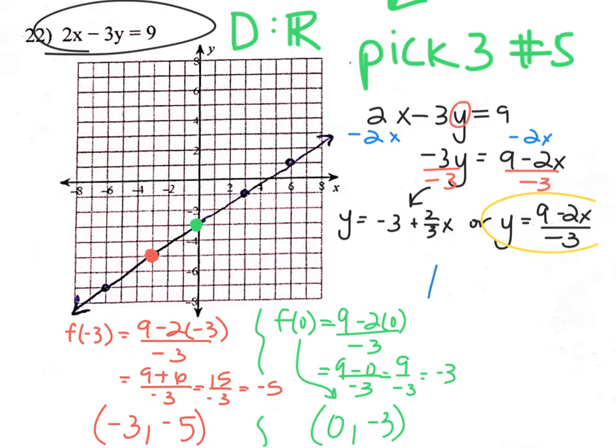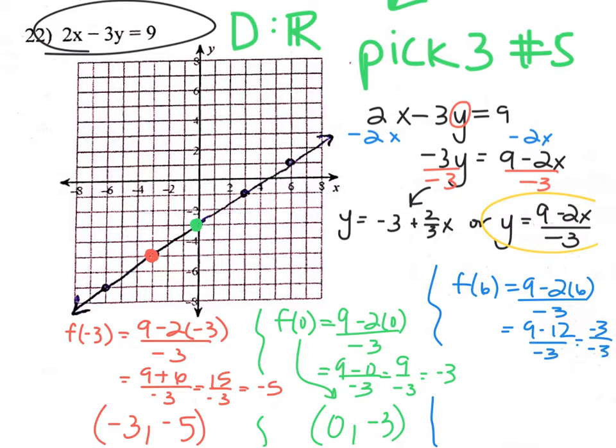All right, last one, because we need to pick 3 just to make sure we're doing it correctly. I'm going to do 6 this time. f of 6 equals 9 minus 2 times 6 divided by negative 3. That's 9 minus 12 divided by negative 3, which is negative 3 divided by negative 3. And that is positive 1. So my ordered pair is (6, 1). That's this last point right here.